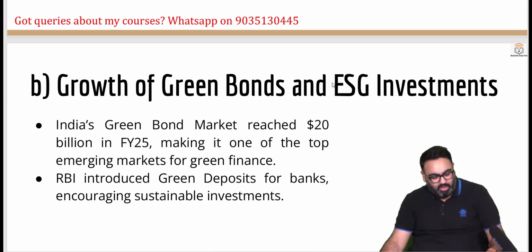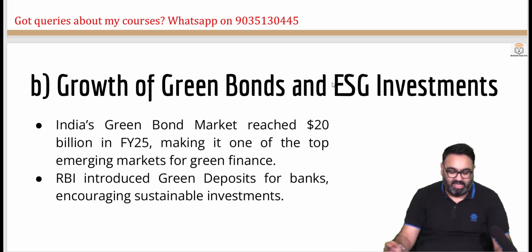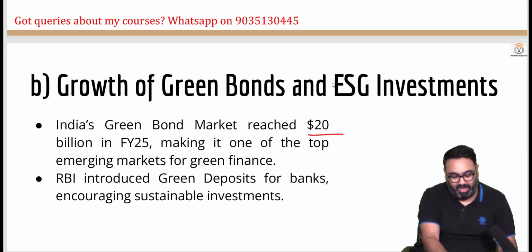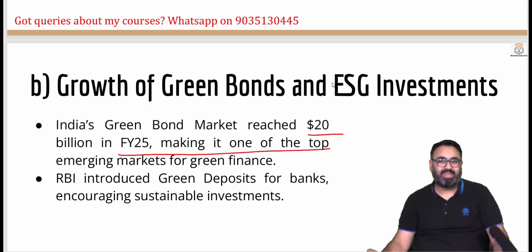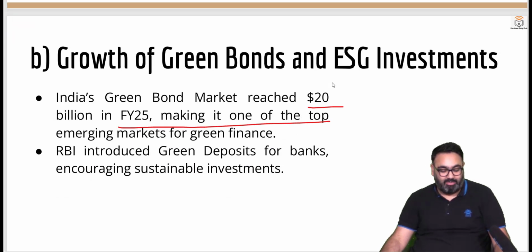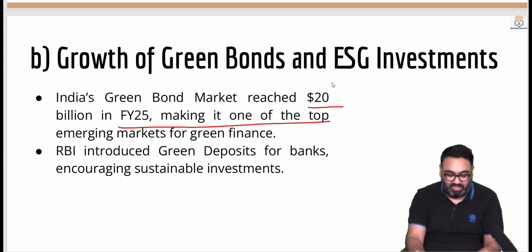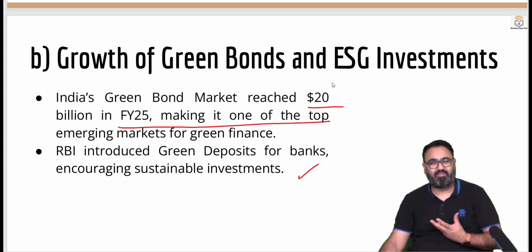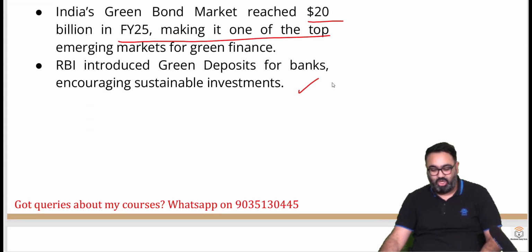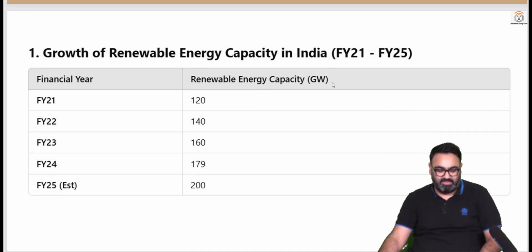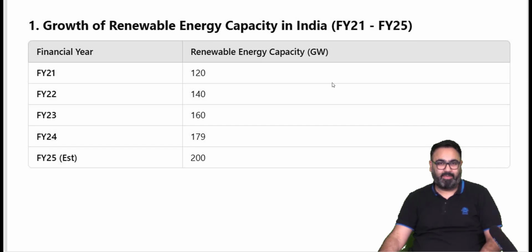Green bonds have grown, but again, the money that is required is too much to be handled just by green bonds. India's green bond market reached $20 billion in FY25. It is one of the most emerging markets in green finance around the entire world. The RBI also introduced a new concept called green deposit for banks, which has encouraged investments from those people who want to play a part and invest money into green financing. This is how our renewable energy capacity has improved.